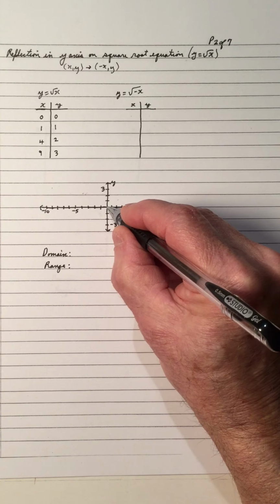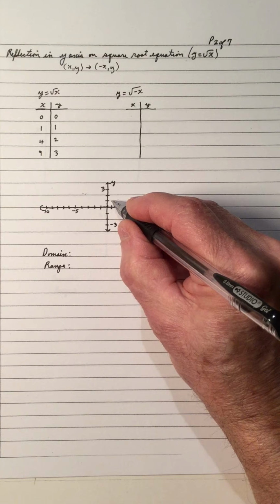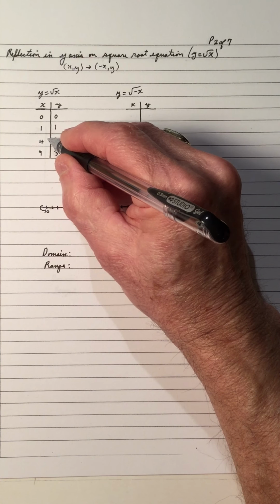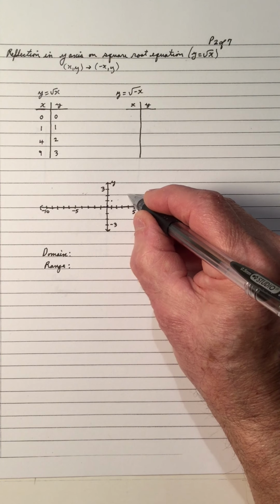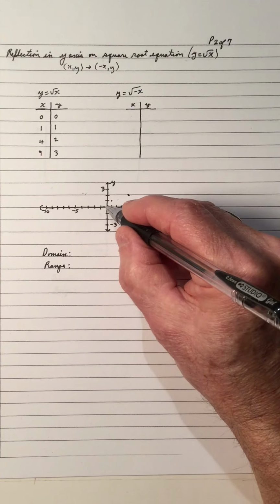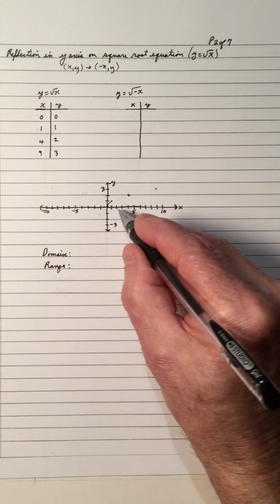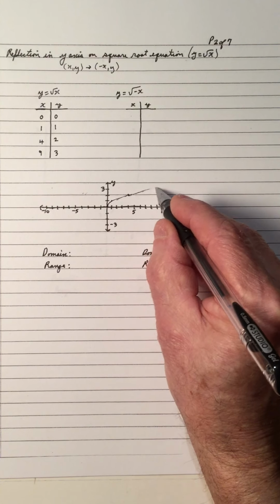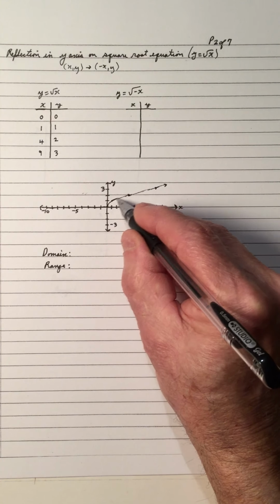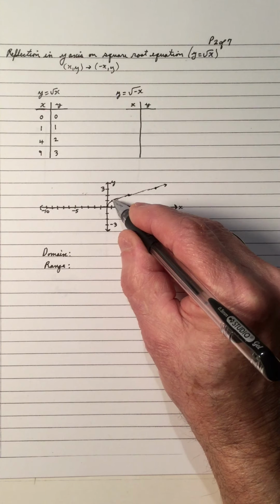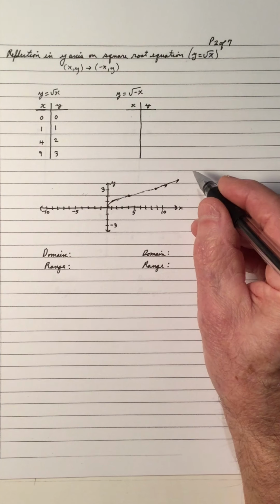0, 0 is the vertex, or starting point I should say. 1, 1. X is 4, y is 2. And x is 9, y is 3. So this is the graph of y equals root x, which is the basic equation of the square root. And there it is with these 4 points. And there's more because it just keeps going on and on.